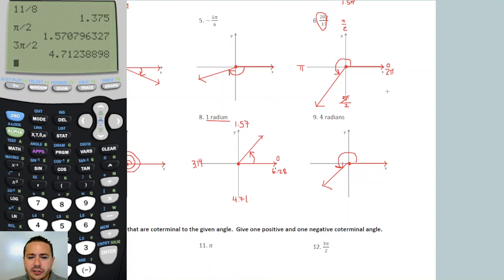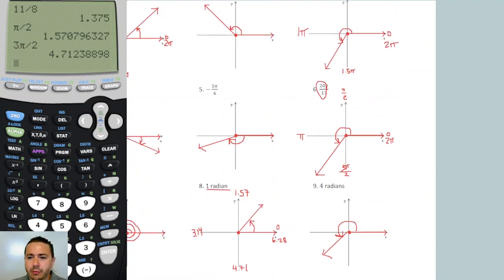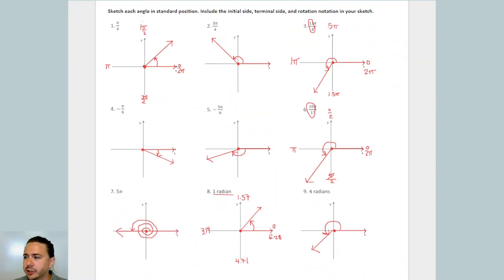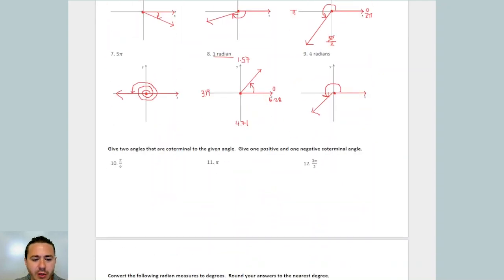All right, so there's all the sketches. Let me just pull them up real quick so you can see them all together. Let's get rid of the calculator. Here's your screen grab. So if you want to just have them all at once, there you go. Let's now move on to finding coterminal angles.